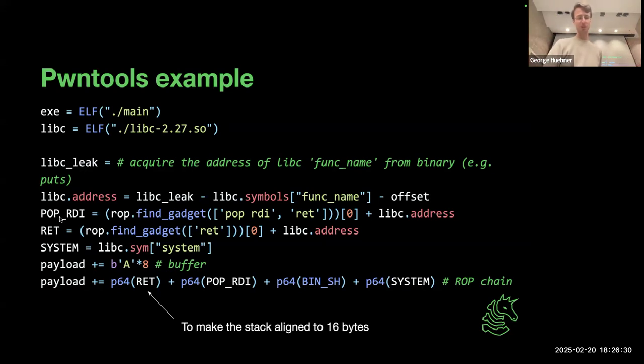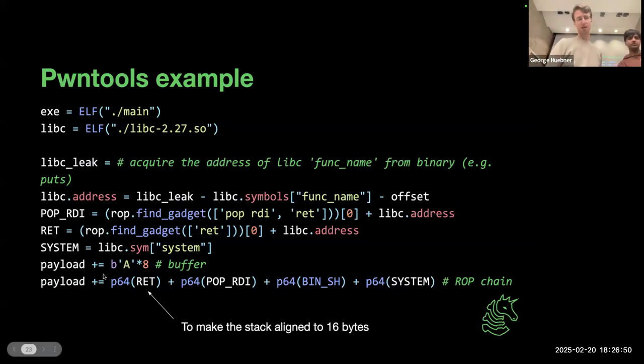So you have your gadgets. In this case, you have system from libc, and then when you're crafting your payload, this is similar to Pwn 1, where you want to overflow a certain number of bytes. There's also a tool in Pwn tools called cyclic, which is helpful for that.